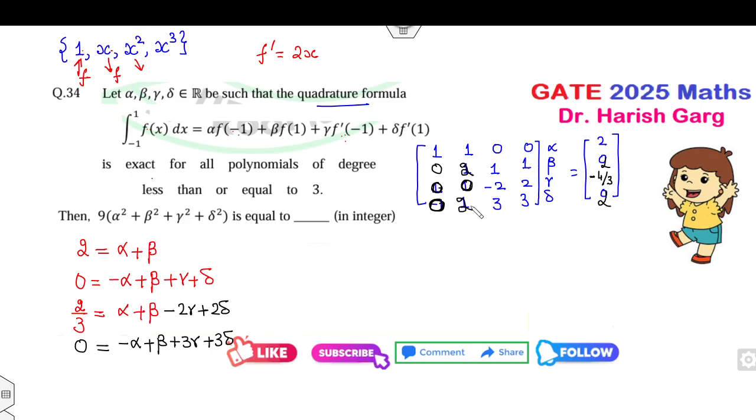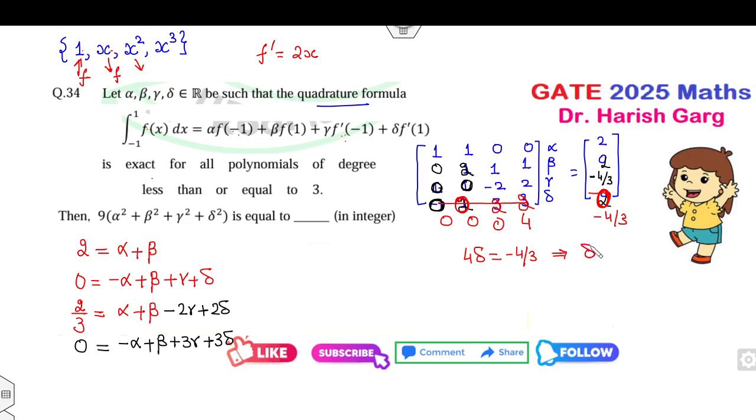Then R4 minus R2: 0, this number is 2, this number is 2, 2 minus 2 is 0. And similarly, now you can add them. This number will be 0, 0, 0, 4, minus 4 over 3. Fine. So from the last case, 4 delta is minus 4 over 3.